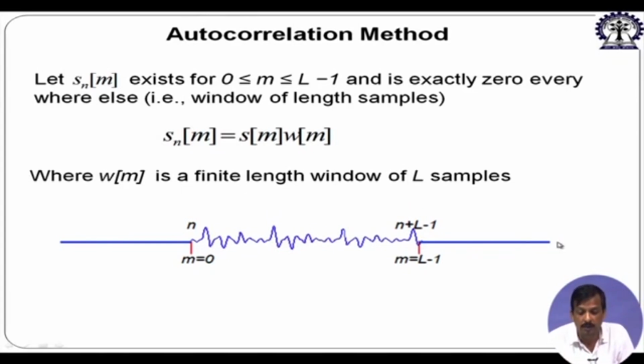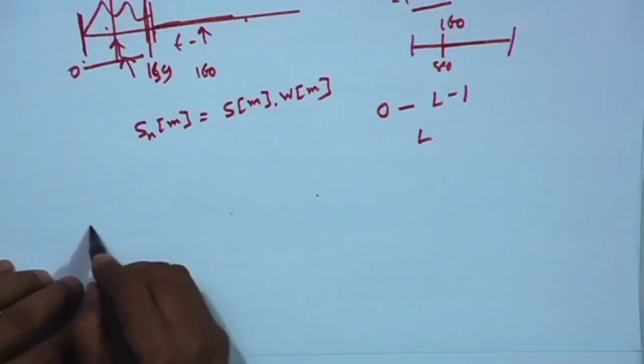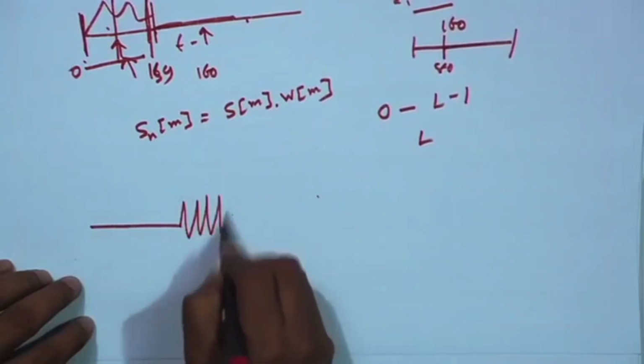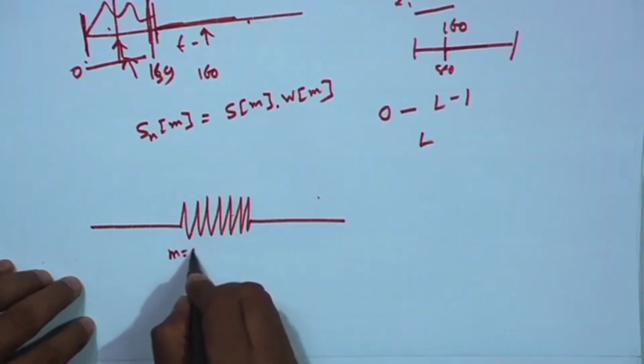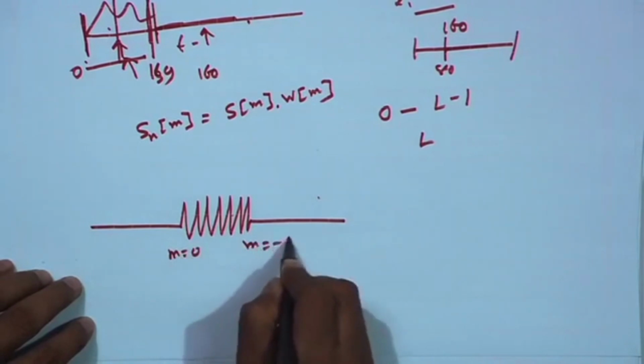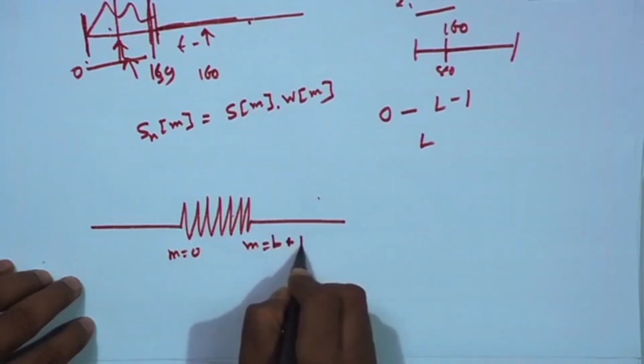This part is a concept. What is the concept behind the autocorrelation method? I take a small window of signal, and outside the window the signal is 0, while within the window the signal is there. So, this is m equals 0, and this is m equals L minus 1.